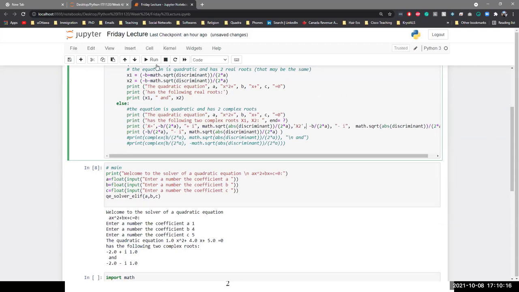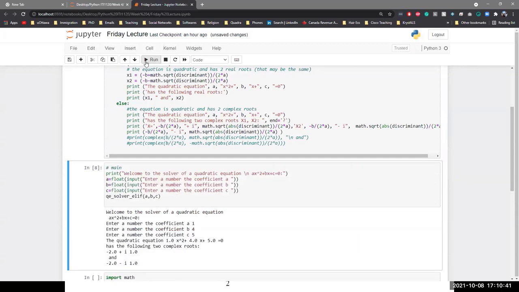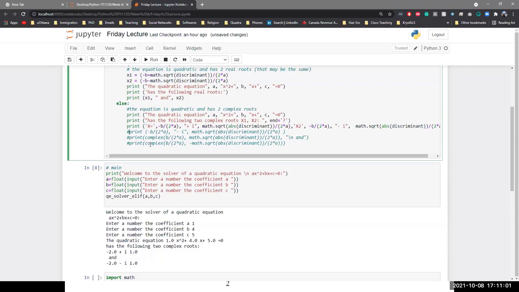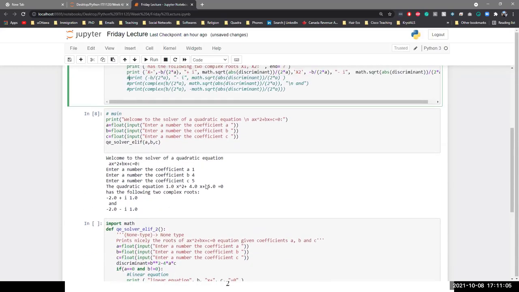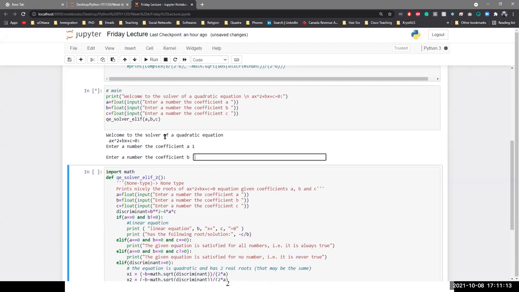Okay, and let's run it. So what's the issue here? This has to be a string, okay? The bracket is before, after x2. No, why do we bring this? No, we're good. Okay, and this one we need to comment, okay, and let's run it again. Okay, so 1, 4, 5.